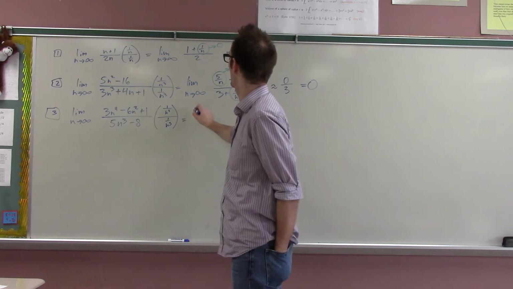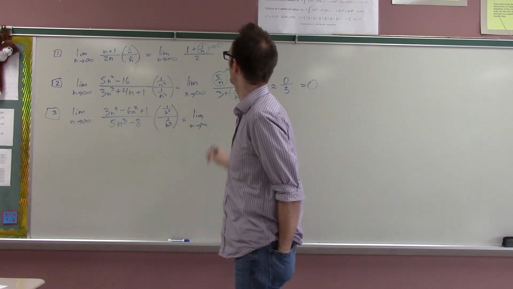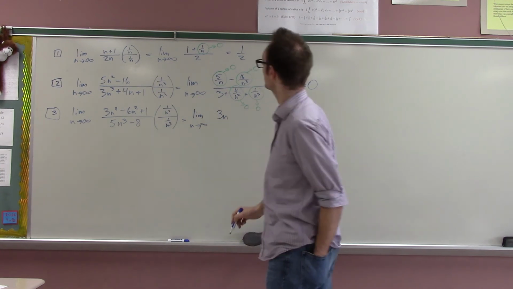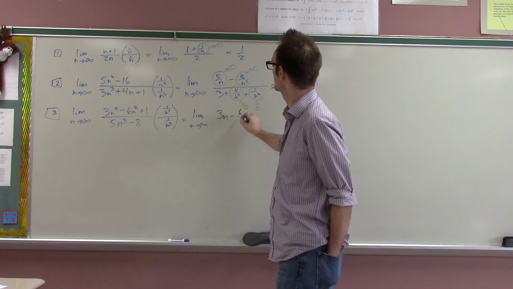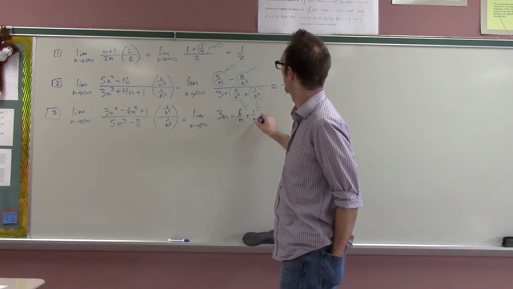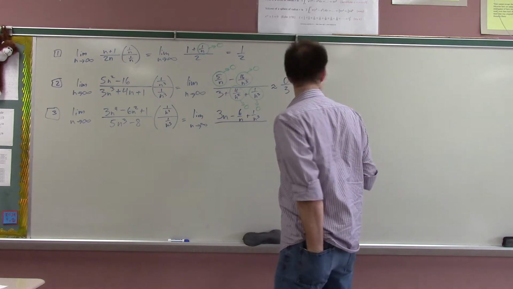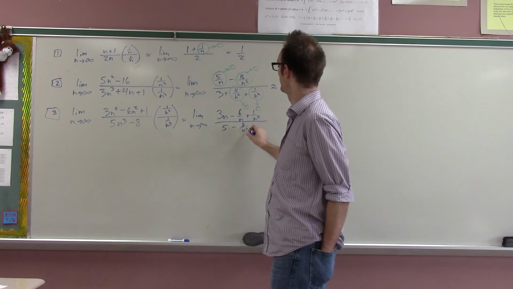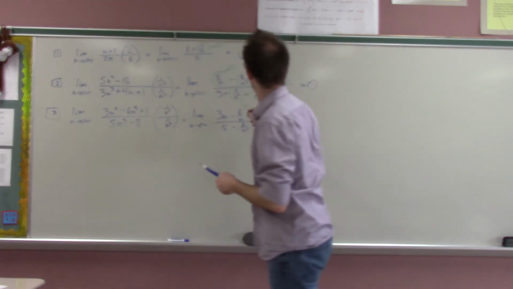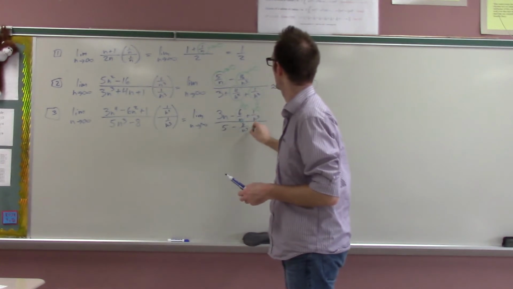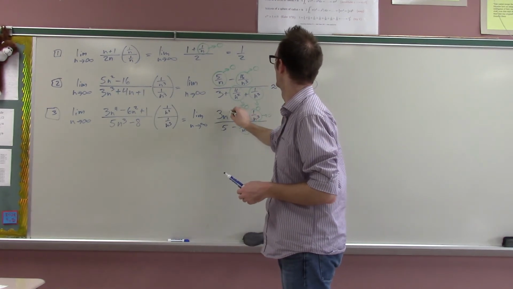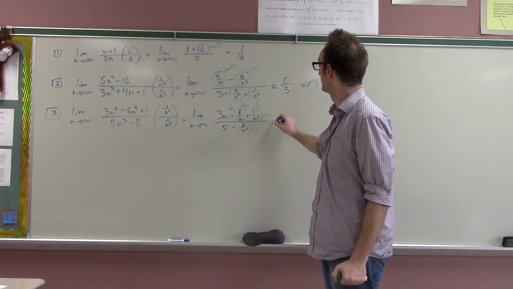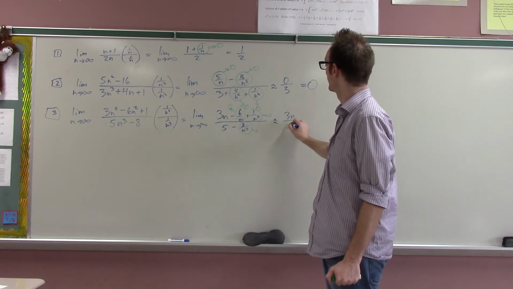If I do that, this becomes the limit as n goes to infinity of 3n minus 6 over n plus 1 over n cubed, all over 5 minus 8 over n cubed. And now again, this goes to 0, this goes to 0, and this goes to 0 as n goes to infinity. So this is looking a lot more like 3n over 5.